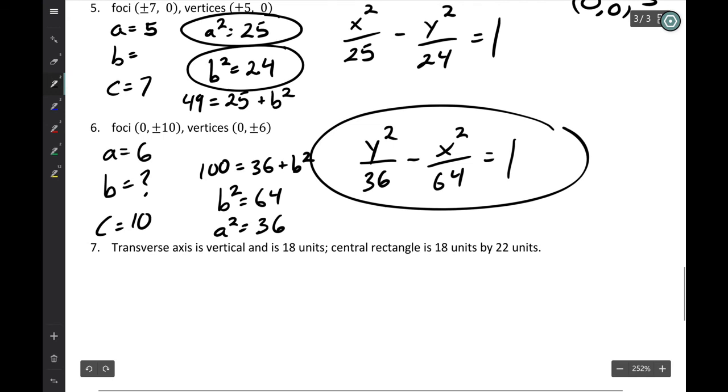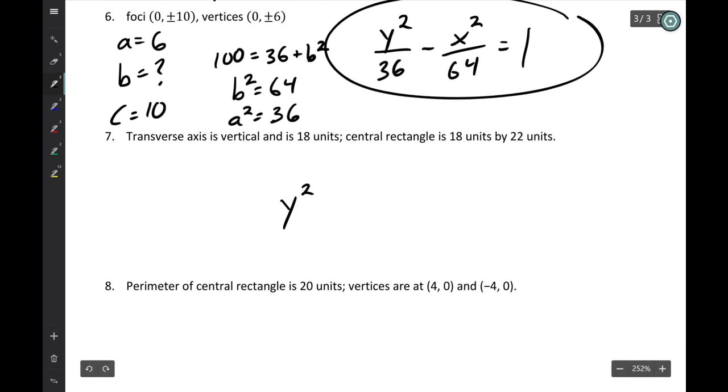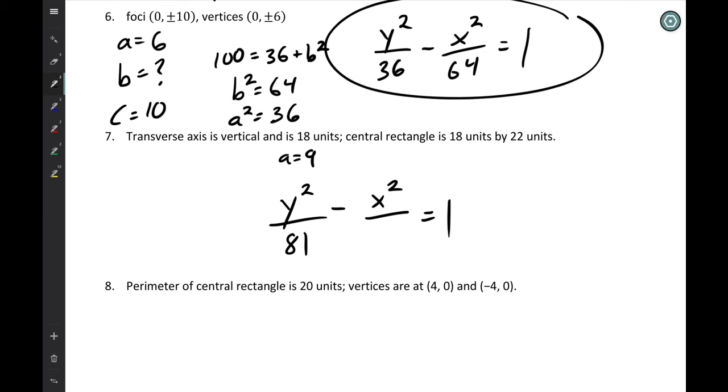All right, next problem. It says transverse axis is vertical, which means this is a vertical parabola. So I know it's going, not parabola, hyperbola. So it's going to be y squared over a squared minus x squared over b squared is equal to 1 because my center is still at (0, 0). And if the vertical axis is 18 units, that means that a is equal to 9, which means that a squared is 81. And if the central rectangle is 18 by 22 units, this 22 units is 2b. So that means b is 11, which gives me 121 down here when you square it.